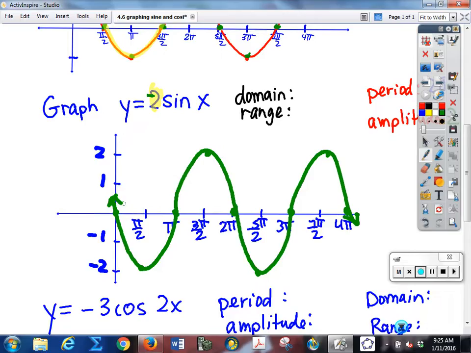This one had stuff change a little bit. Domain, what are the x values on this that it goes through? That was the range. But domain on all of these, sine and cosine, all real numbers. But range, yep, this one switched. It goes between -2 and 2 this time.